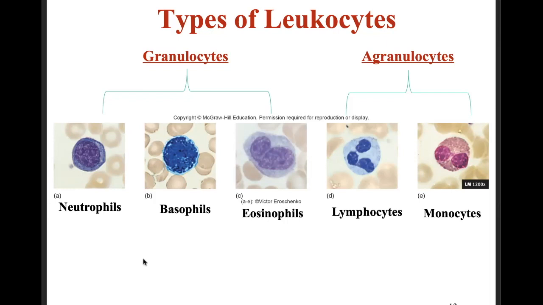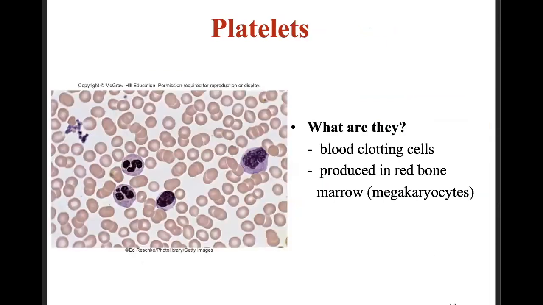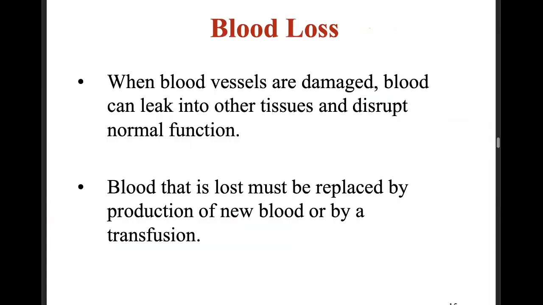Okay, let's move on. Platelets. I hope this term is very much familiar to you already. What are they? They are the blood clotting cells, produced in the red bone marrow, specifically from megakaryocytes. So these are your platelets. They are the ones responsible for blood clotting. Now let's move here. What will happen if there is blood loss?